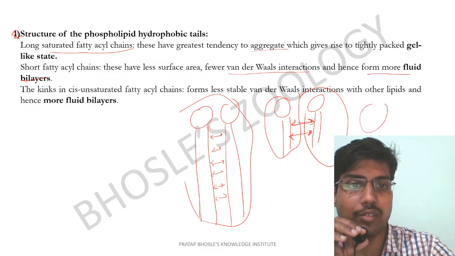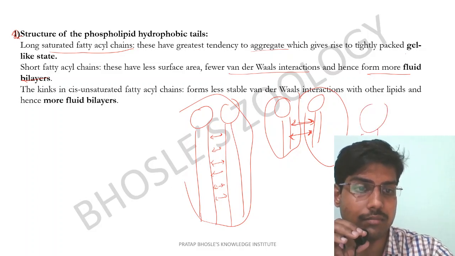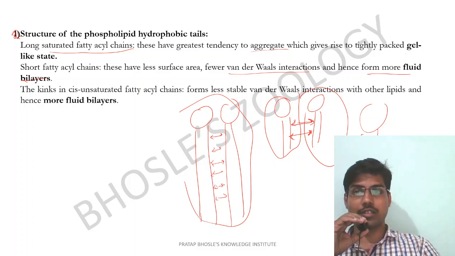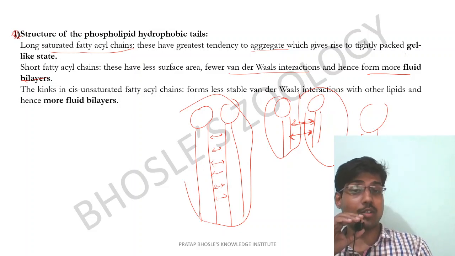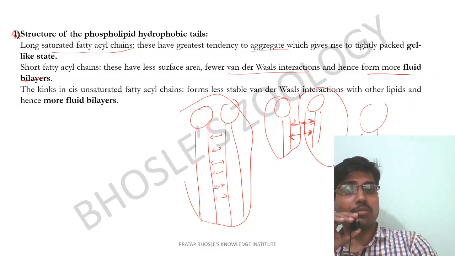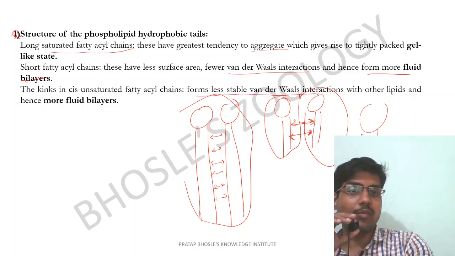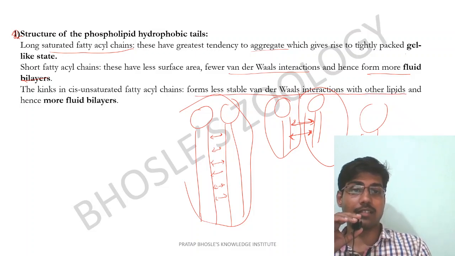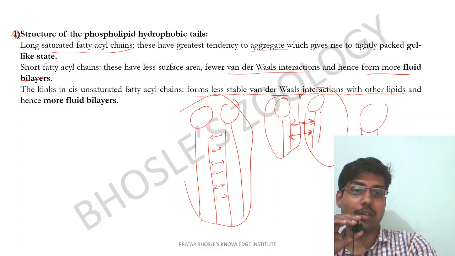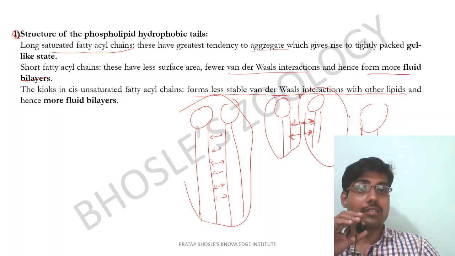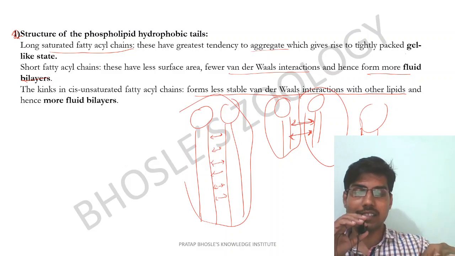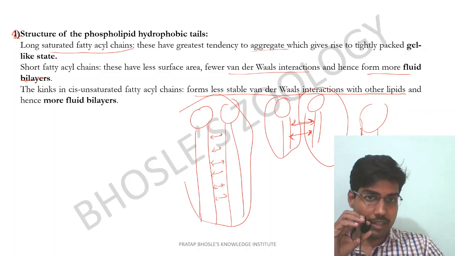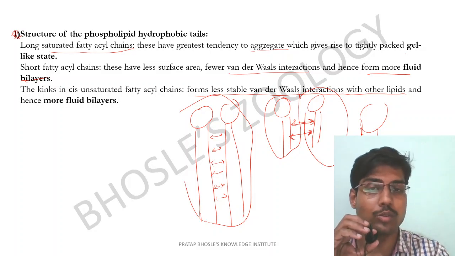Along with that, we have also seen that there are two chains, and in that one is saturated and one is unsaturated. This unsaturation gives a kink in the structure of this fatty acyl chain because of the double bond. Because of this, less stable van der Waals forces are formed as compared to others, and the fluidity is more as compared to saturated ones. So that's why these two factors are there. One is the length of the fatty acyl chain, and the second factor is the saturation of the fatty acyl chains. So this is how it controls the fluidity.